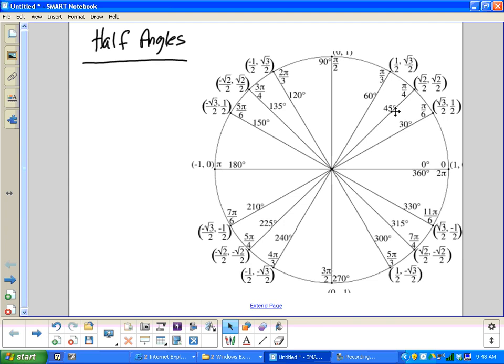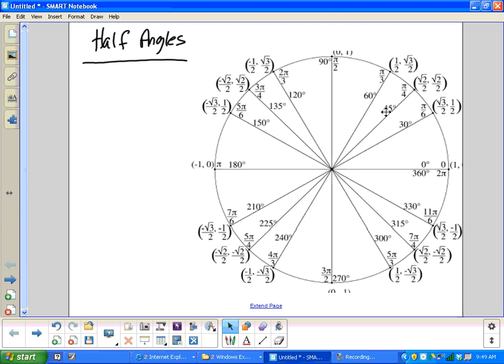Same thing with any other angle. So 45, what would be half of 45? 45 over 2. I like it in decimal form better, it's easier, and it would be 22.5. But using the 45-degree angle, I could find the half angle. I could find the sine or the cosine or the tangent of 22.5.